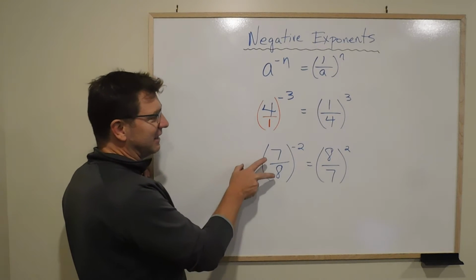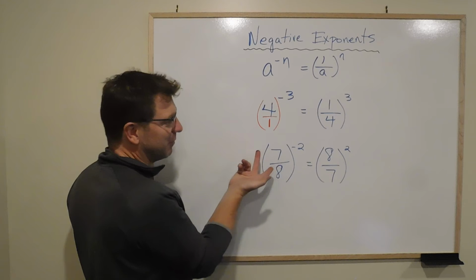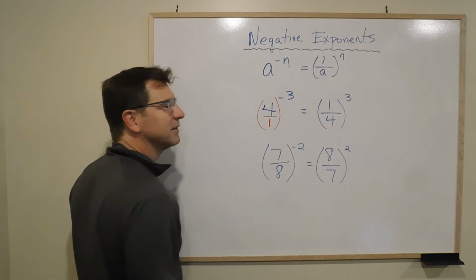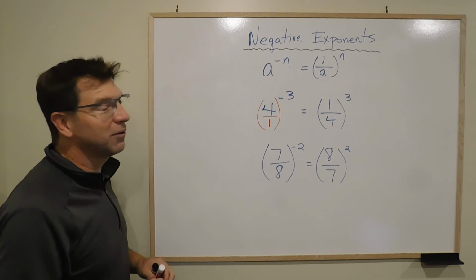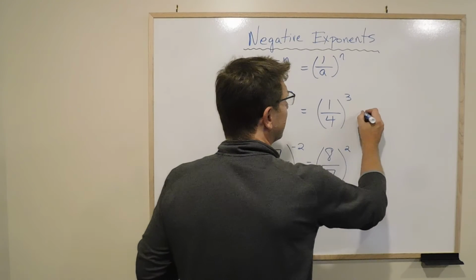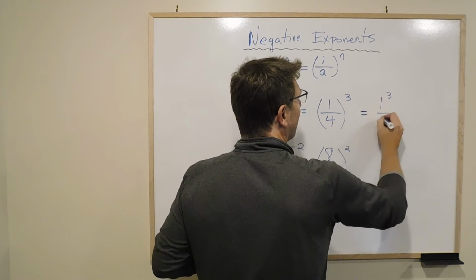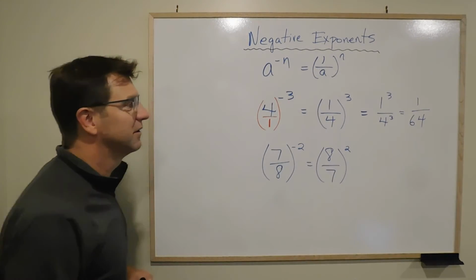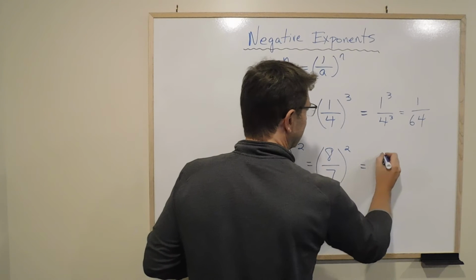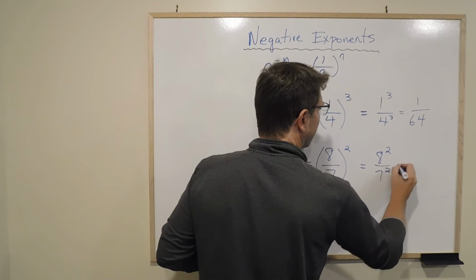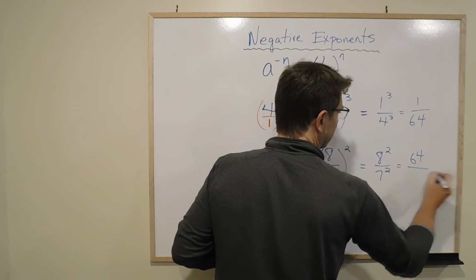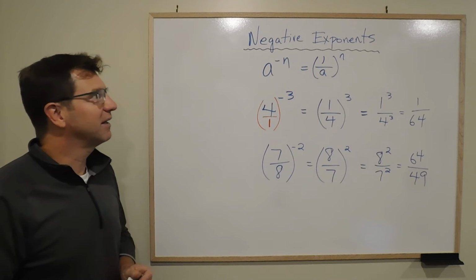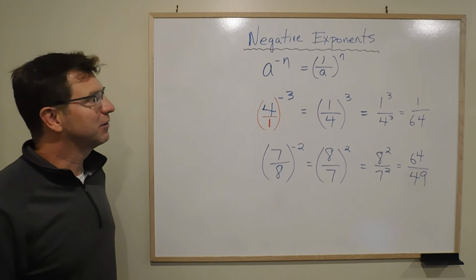But suffice it to say, if I take the base and I flip it to make it 8 over 7, then I can make the negative exponent positive. And then we've done all the exponent rules. Once you have a positive exponent, something like this is 1 cubed over 4 cubed, which is 1 over 64. Something like this is 8 squared over 7 squared, 64 over 49. So the key to negative exponents is to flip them and make them positive.